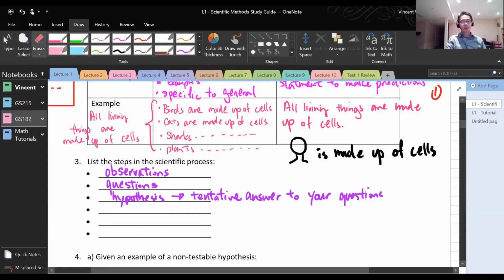And in order for the hypothesis to be valid, number one, it must be testable. Number two, it must potentially be wrong, and we call that falsifiable. Potentially wrong.